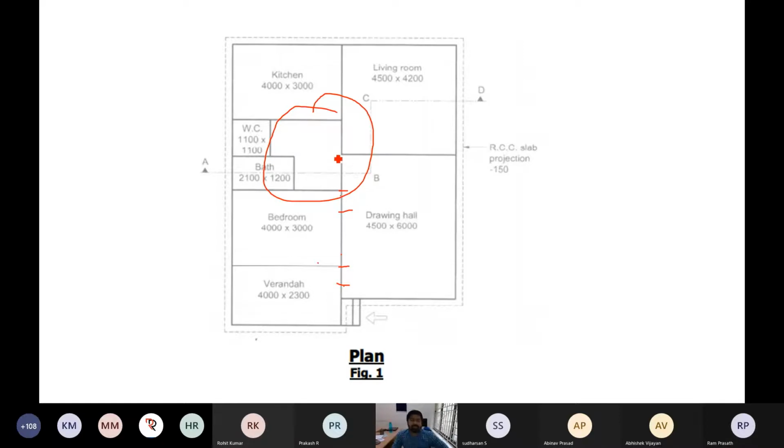Then what about this area? That's my question. So what can you do for this area? Let me tell you one thing. Here you can do one thing: you can make it an attached bathroom.